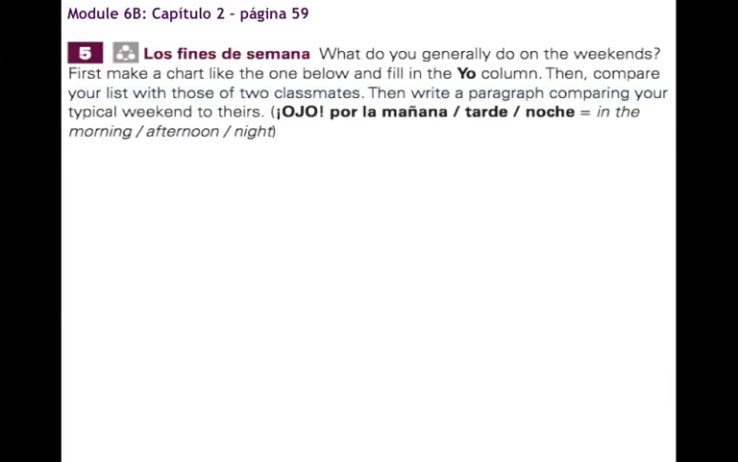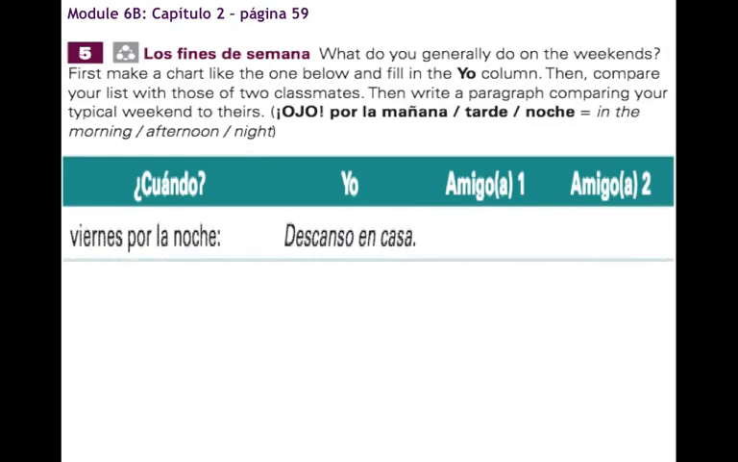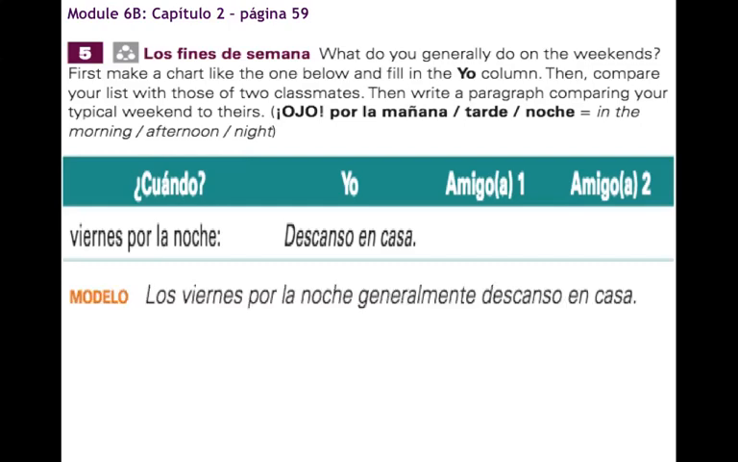So we're going to add one piece on here, los fines de semana. What do you generally do on the weekends? First, there's a little chart we're going to take a look at. And you're not going to compare your list to classmates. This is an activity you're actually going to do for practice, but we're just going to set it up here so that you can get an idea of what you're doing. So let's take a look here. We have cuando, when. We have what you're doing, and then you're going to just make up two friends, amigo uno and amigo dos. So, por ejemplo, we have viernes por la noche, Friday in the evening, during the night. Yo descanso en casa. And then you need to make up a couple of answers for amigo or amiga uno and dos. So here's what it'll look like.